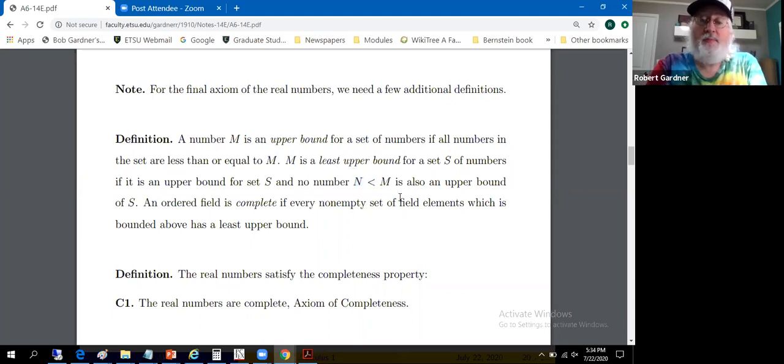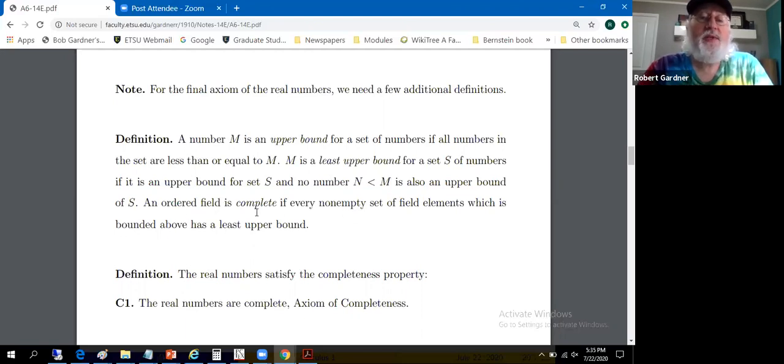An example would be: consider all negative real numbers. What's the least upper bound? Well, 0. 0 is greater than all negative numbers. 0 is not negative. 0 is not positive. Too busy being 0. So 0 is neither positive nor negative. But 0 is the least upper bound for the collection of negative real numbers, for example.